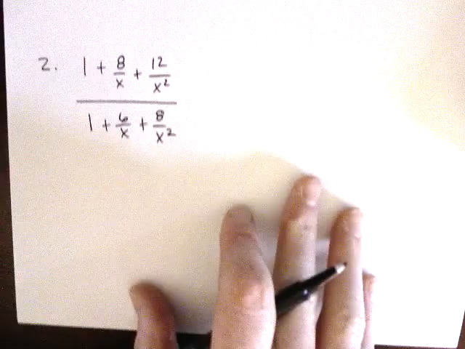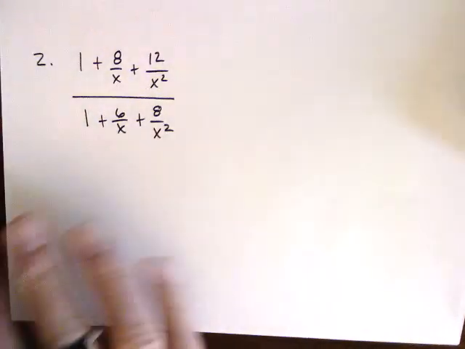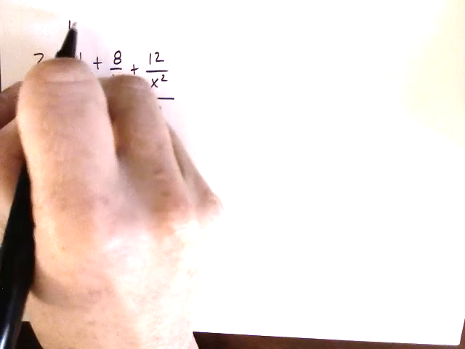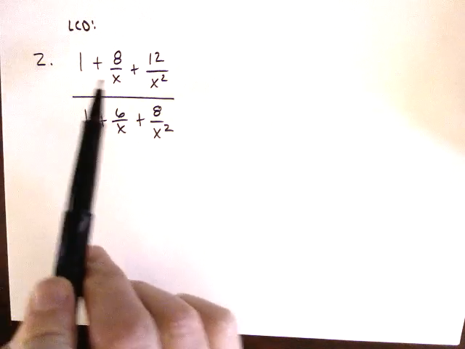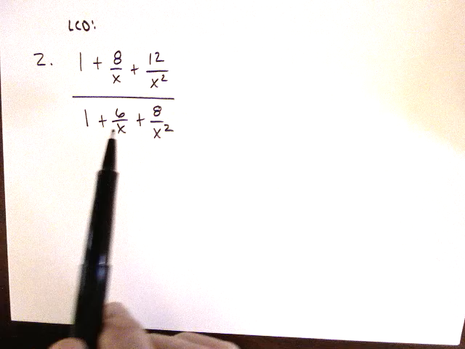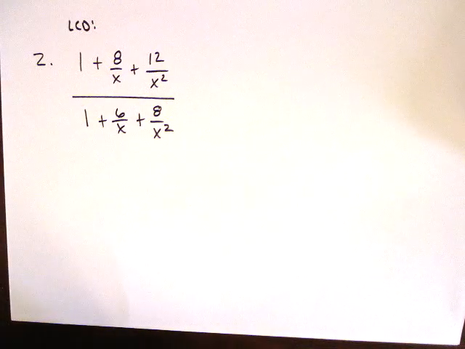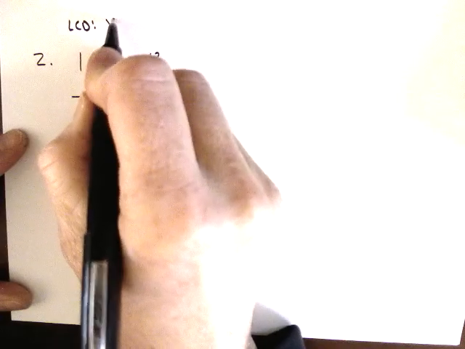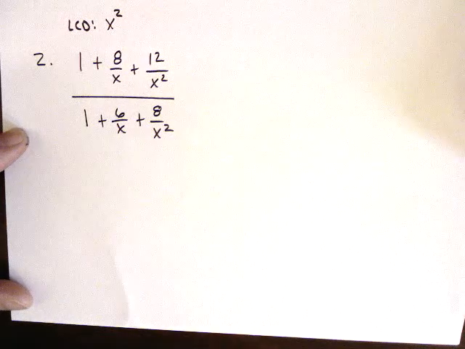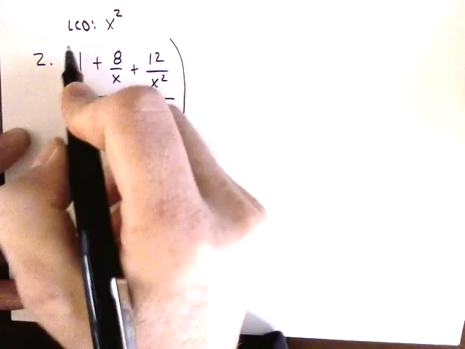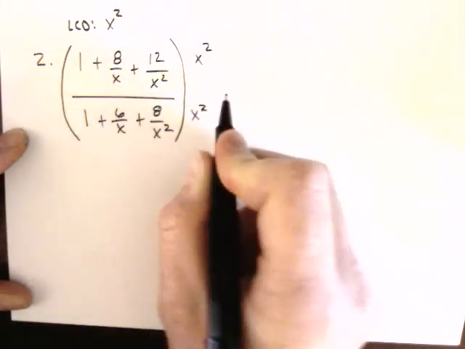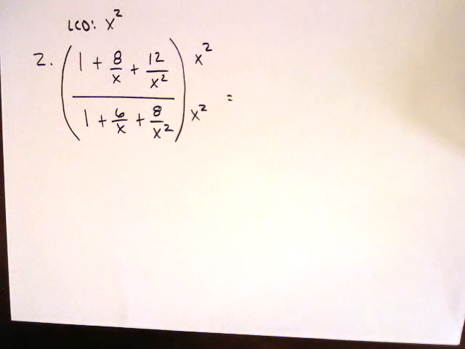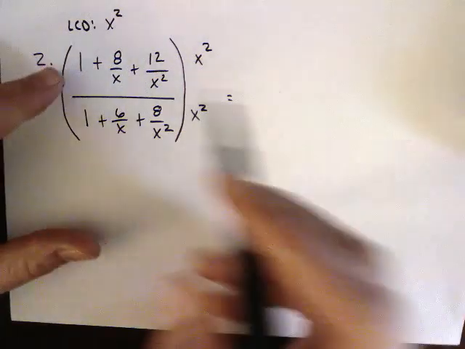Okay, example 2, we want to find the LCD. The LCD is going to be made up of the denominators of 1x, x squared, 1x, and x squared. Since all of those denominators go into x squared, our LCD is simply x squared. So if we multiply every expression in the numerator by x squared and every expression in the denominator by x squared, we will eliminate our fractions.